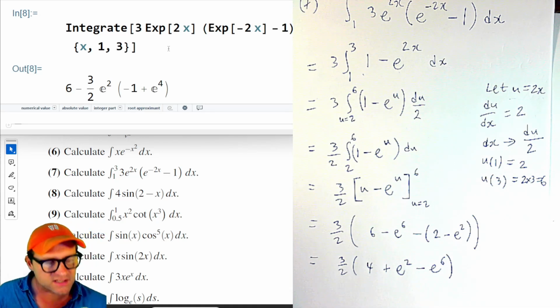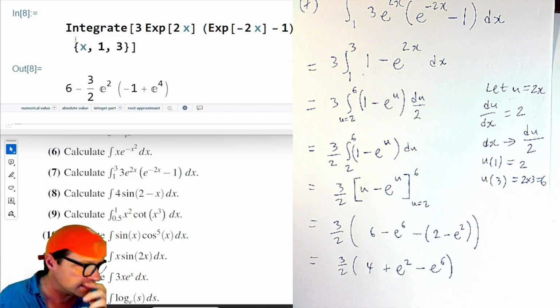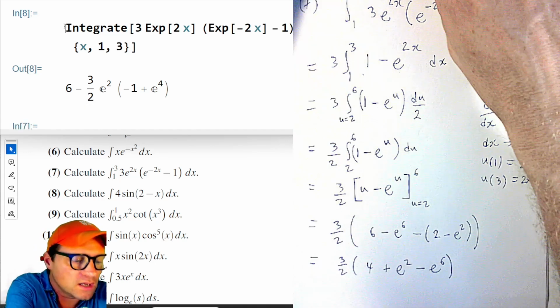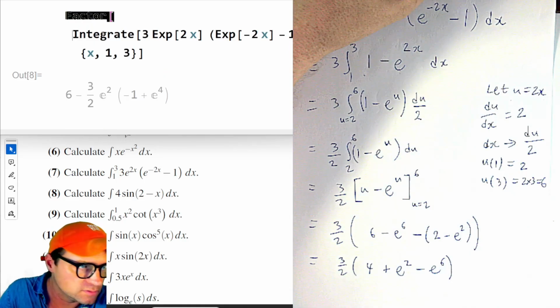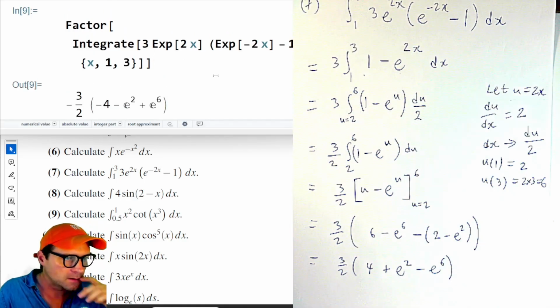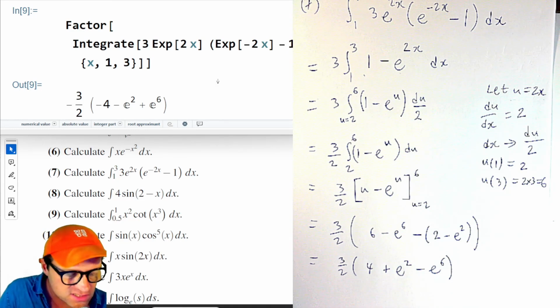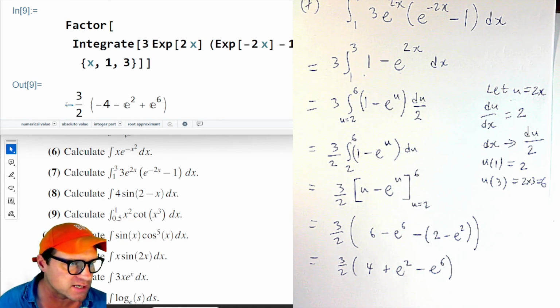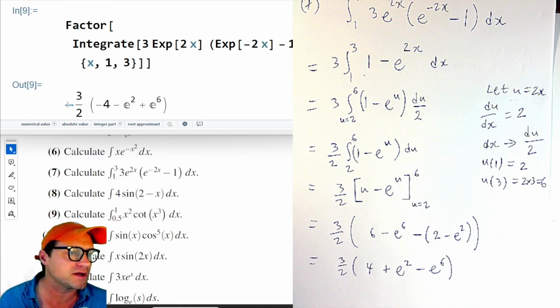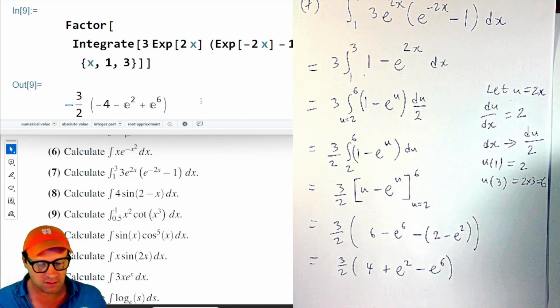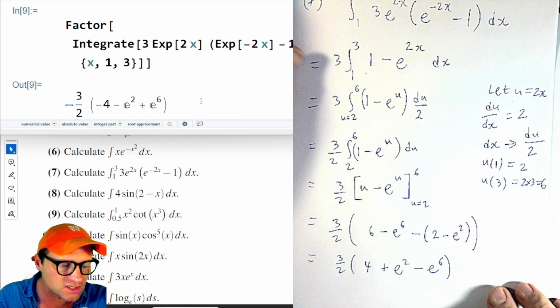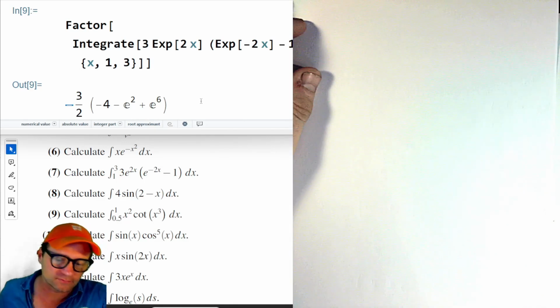And it looks a little bit different to what we have. So what we can do now is expand and then factor, or just plain factor, and that should probably do the job. Okay, so I can see it's almost like what we have here. Now, Mathematica has pulled out an extra minus, but if you just put that back in, then you have exactly what we have. All right, let's move on to question 8.